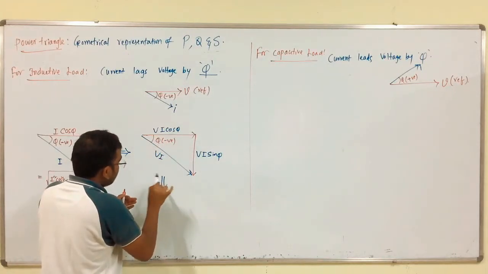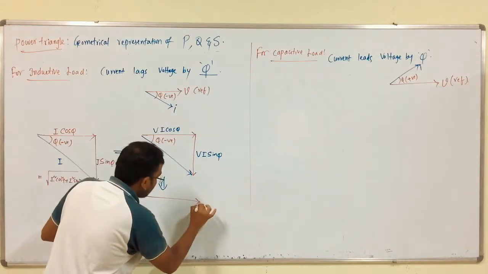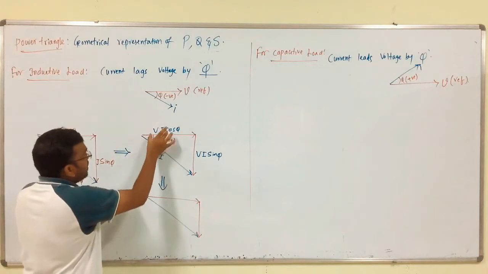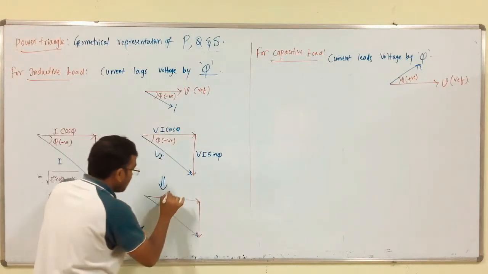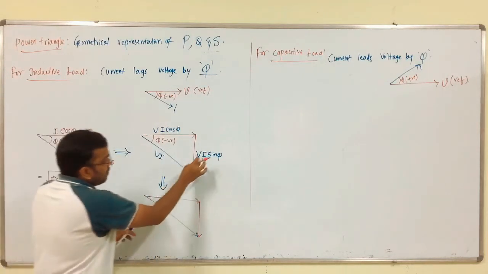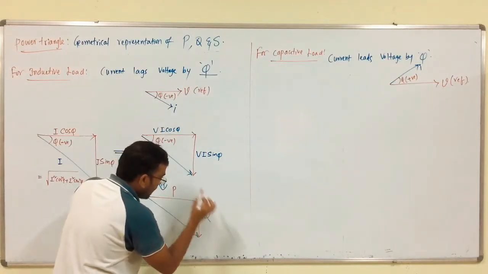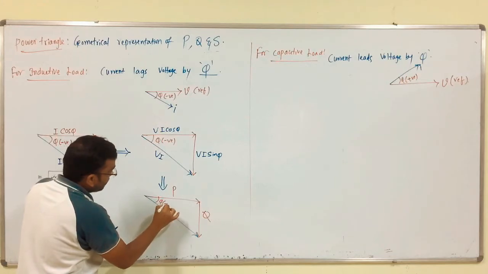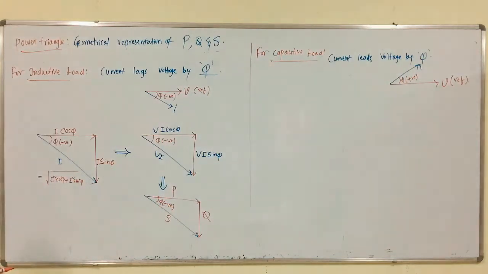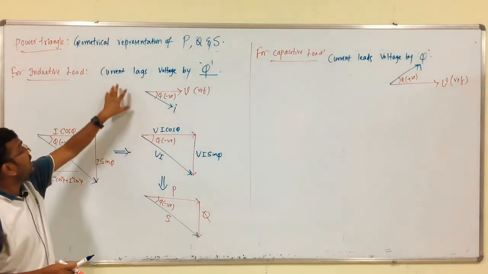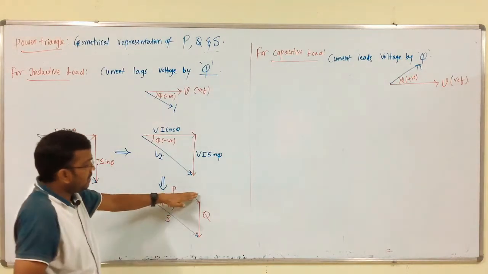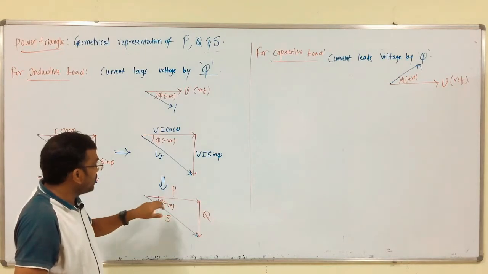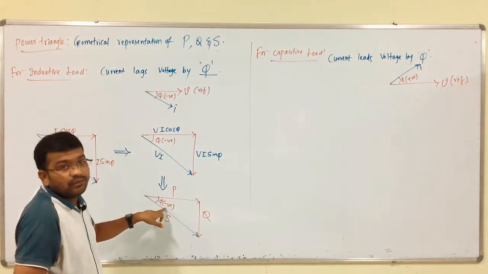Similarly, like this, the resultant is like this. V I cos phi is nothing but the active power P. V I sin phi is nothing but the reactive power Q. V I is nothing but S, with phi negative, right. So, this is the power triangle for inductive load, that is P, Q, S, and the phase angle between these two is phi, which is negative.